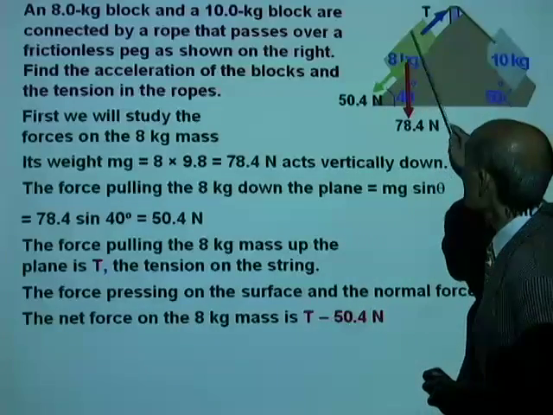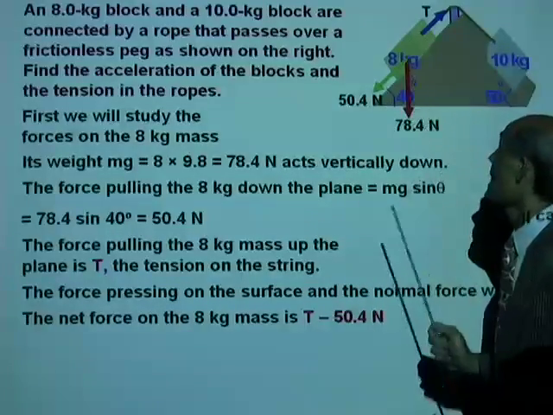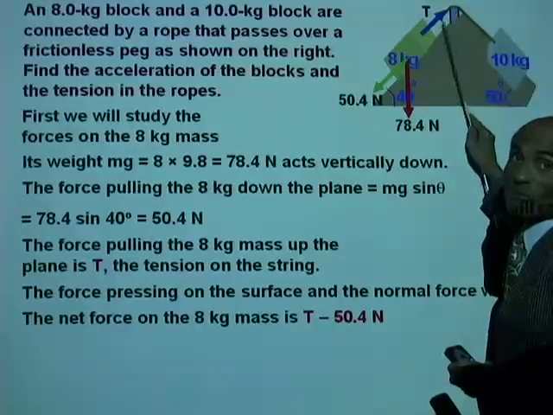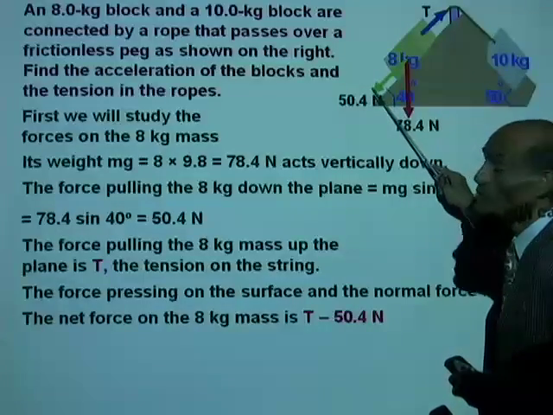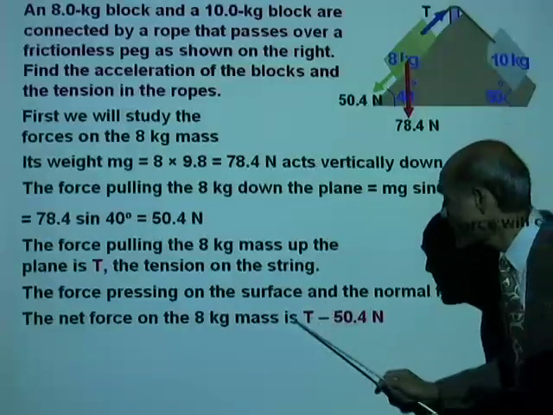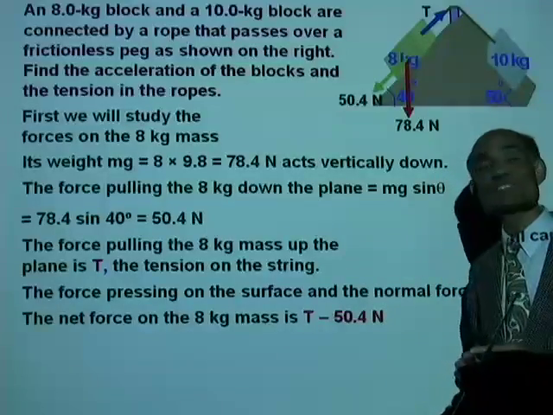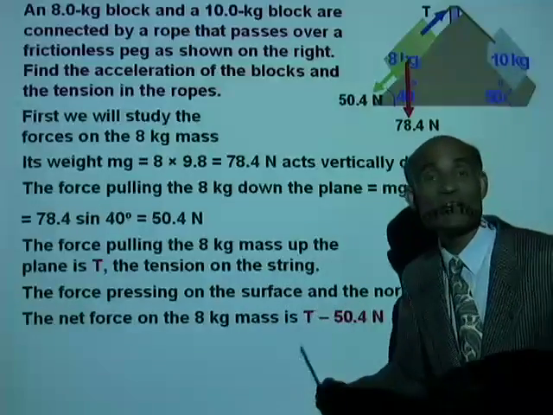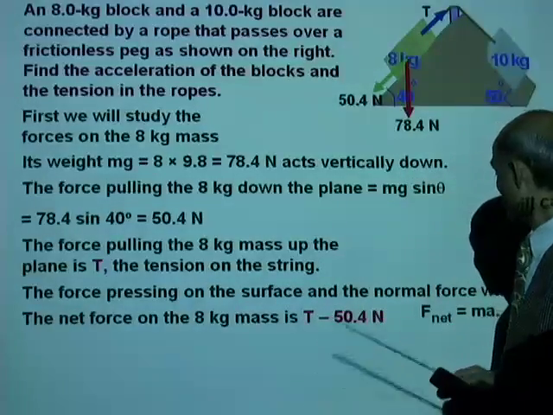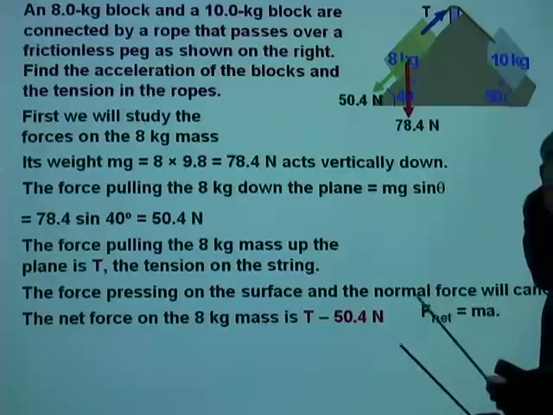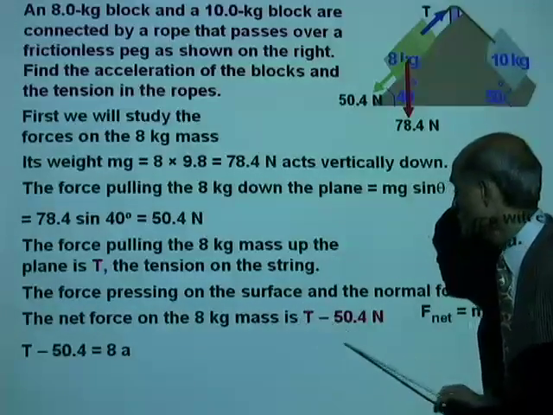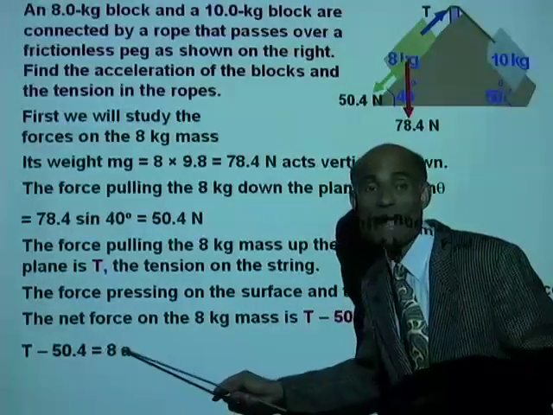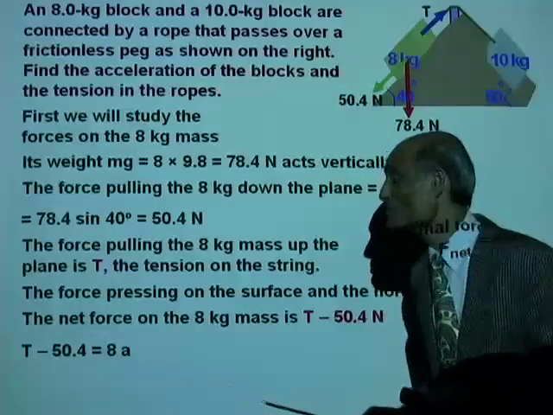As a result, what is the net force on this 8 kilogram? The net force will be the tension T acting up the plane, 50.4 Newton acting down the plane. The net force will be T minus 50.4 Newton. And that net force must be equal to MA. So F net equal to MA. Let's write that equation. If this is the net force, T minus 50.4 equal to MA. M is 8 kilogram. And A we need to find.